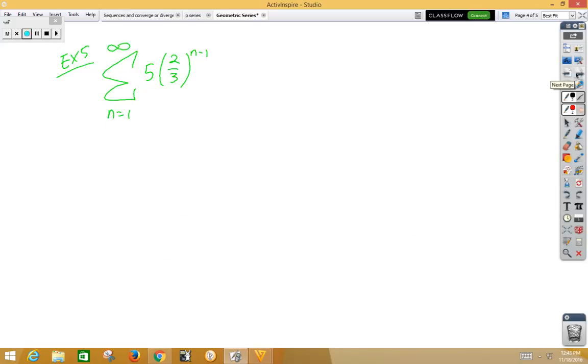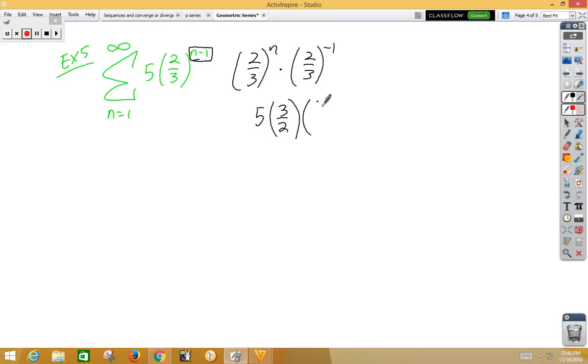In example 5, again, we need to take care of a little bit of business here. We've got n minus 1 there. So let's think of that as 2/3 to the n times 2/3 to the negative 1. Well, to the negative 1 power means multiply by the reciprocal. So on the outside, I've got a 5. I'm going to multiply by 3/2, and then I've got a 2/3 to the n.